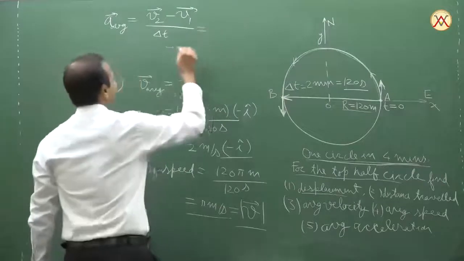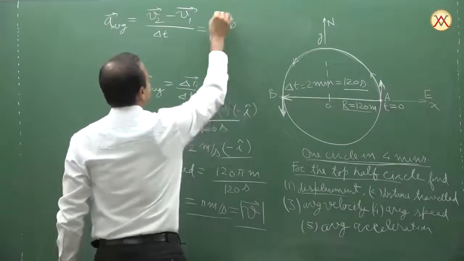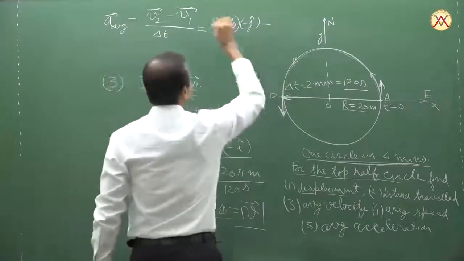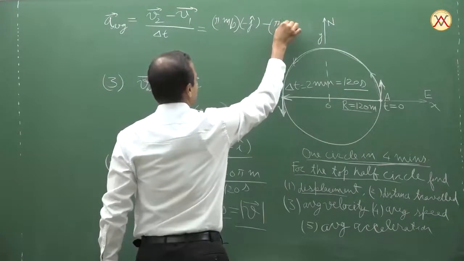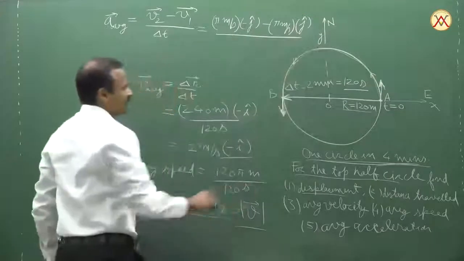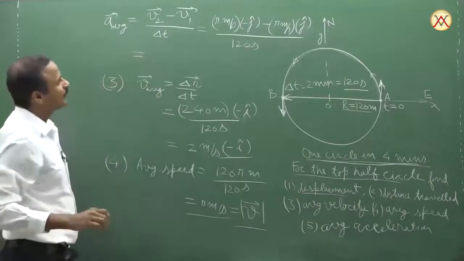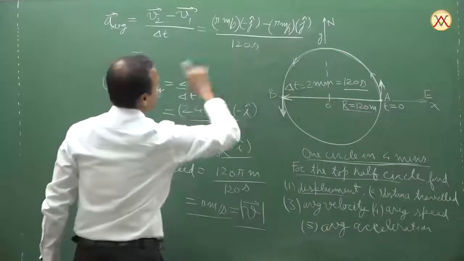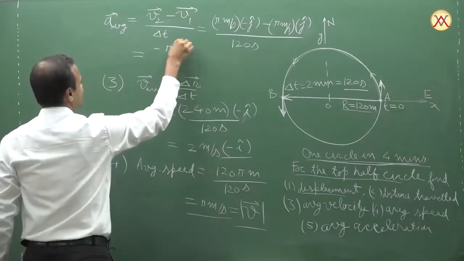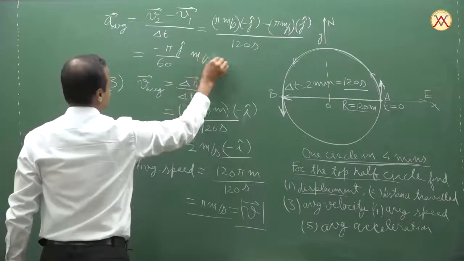So we can write this as pi meter per second, that is the magnitude, and the direction is minus j cap. Minus v1 vector has the same magnitude, pi meter per second, direction is j cap, and we have to divide this by the time duration, which is 120 seconds. So it comes out to be minus 2 pi j cap by 120, which will become minus pi j cap by 60, and the unit will become meter per second square.